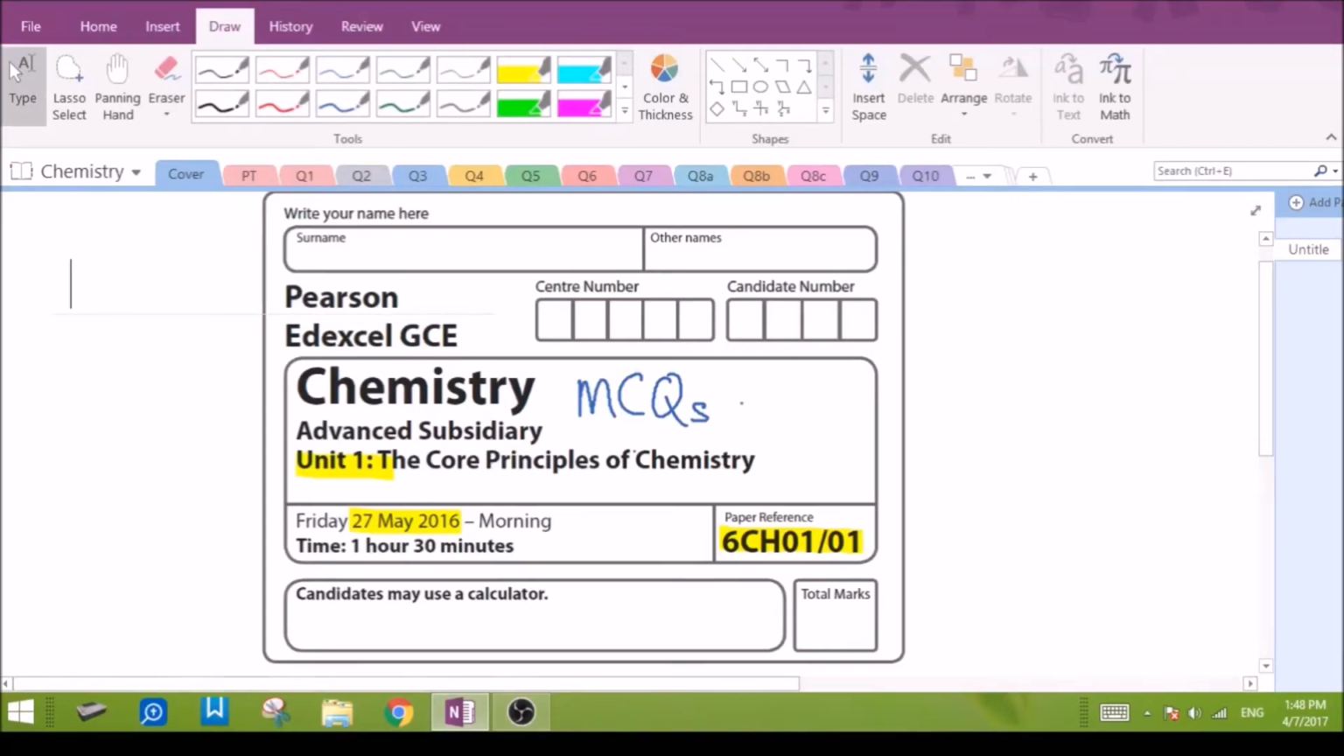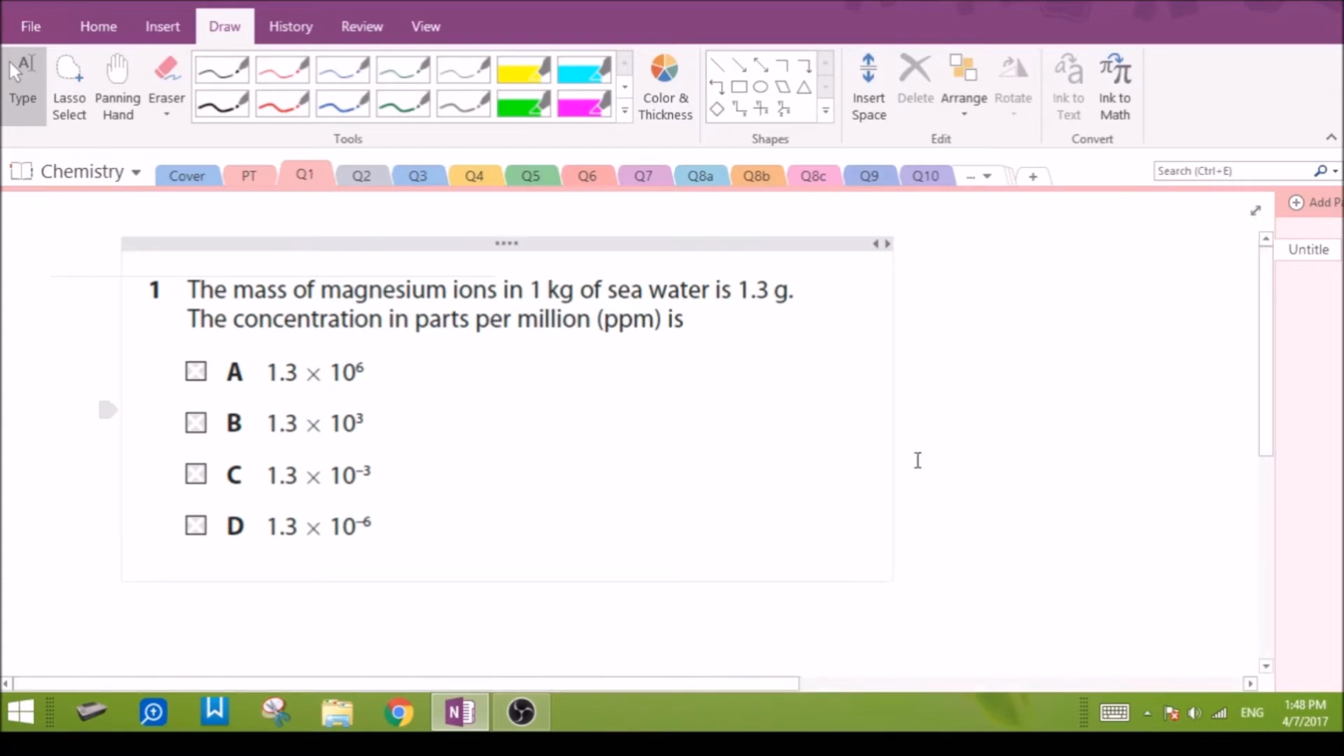In this video, you'll be looking at the multiple choice questions from Edexcel Chemistry Unit 1 from the year May 2016. So question 1. The mass of magnesium ions in 1 kilogram of seawater is 1.3 grams, and we are expected to represent this information into parts per million.